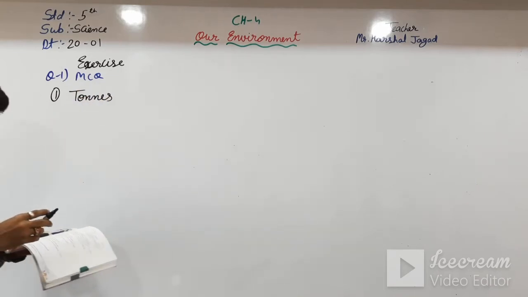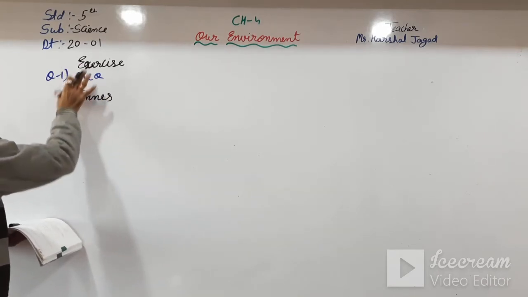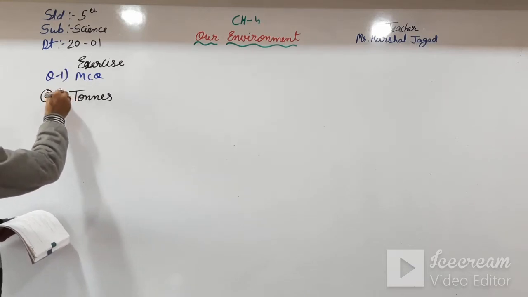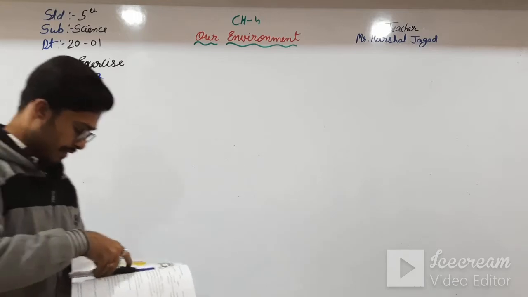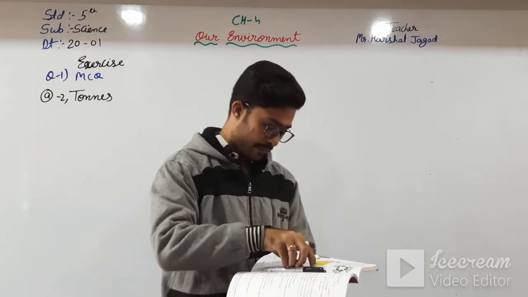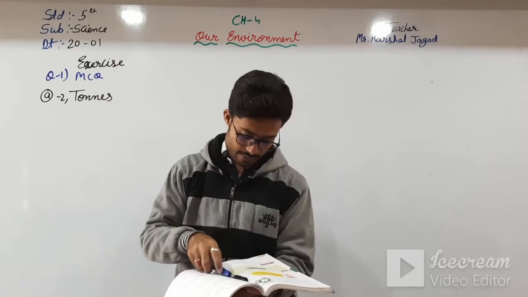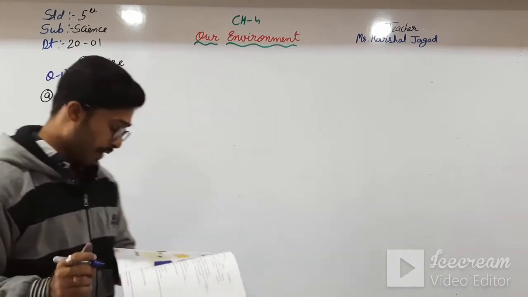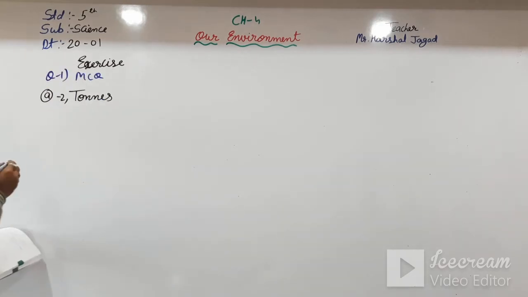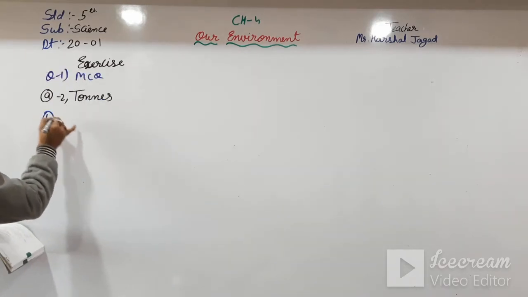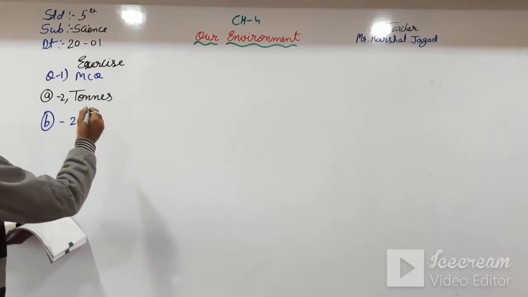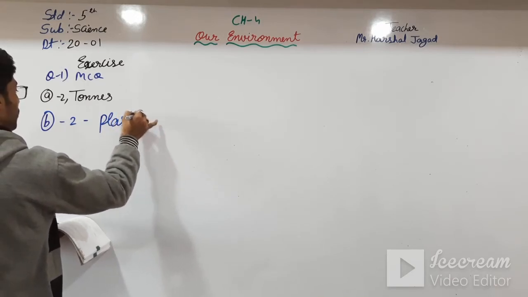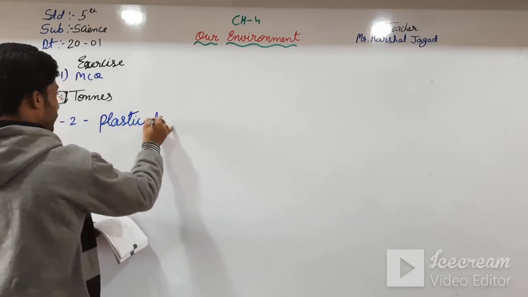The first one, sorry, this is A. In that it is the second one, that is tons. Then the second one, sorry, B: dash are non-biodegradable: fruit peels, plastic bags, or newspaper. So I will say that plastic bags are non-biodegradable. So in B, our answer will be 2, that is plastic bags.